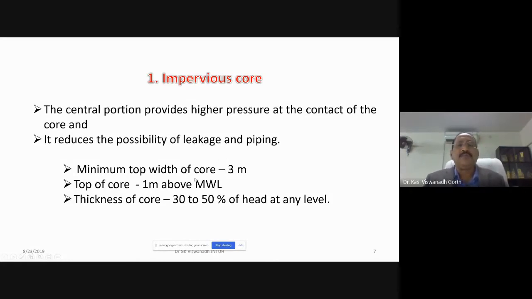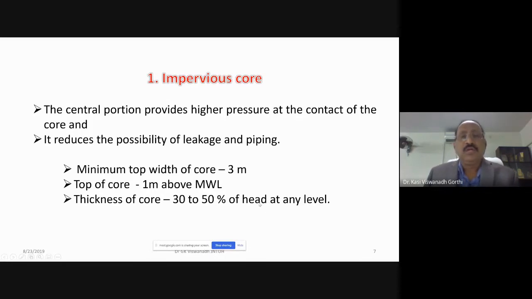The minimum top width of the core would be about 3 meters, and the top of the core 1 meter above the maximum water level. So you need to have the top of the core 1 meter above the maximum water level. Thickness of the core may be 30 to 50% of the head at any level.